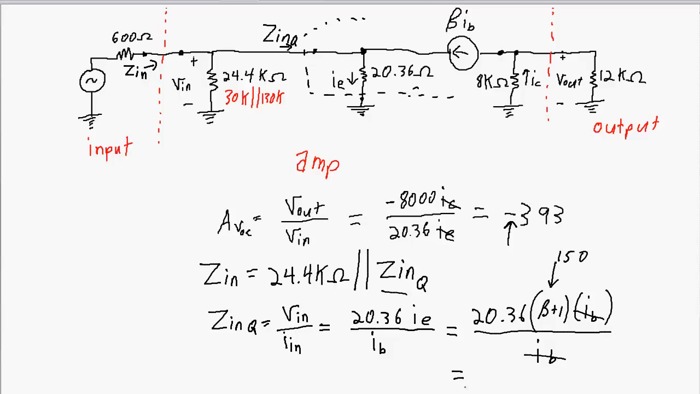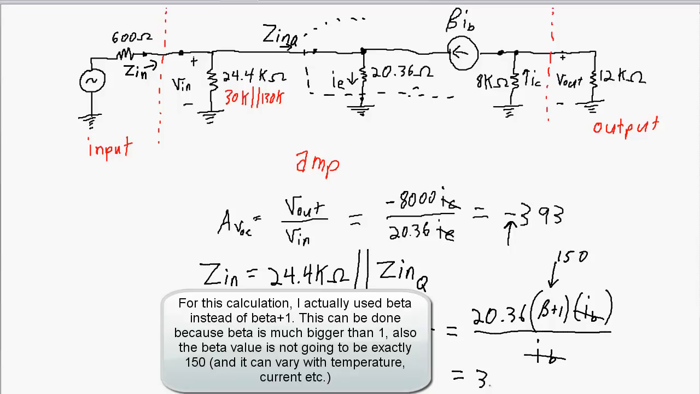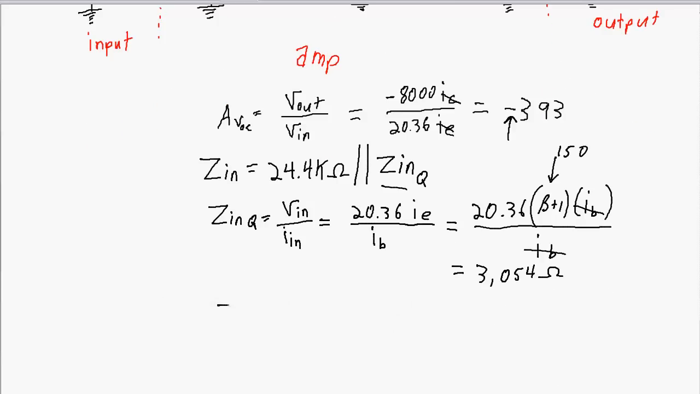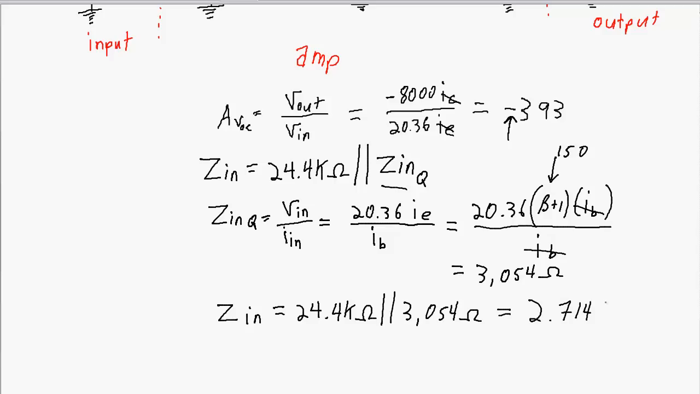So our input impedance works out to 3,054 ohms. Now this is the input impedance seen looking into the transistor, so this is in parallel with the 24.4 kilo-ohms. So the overall input impedance is this 24.4 kilo-ohms in parallel with 3,054 ohms. And that works out to 2.714 kilo-ohms.